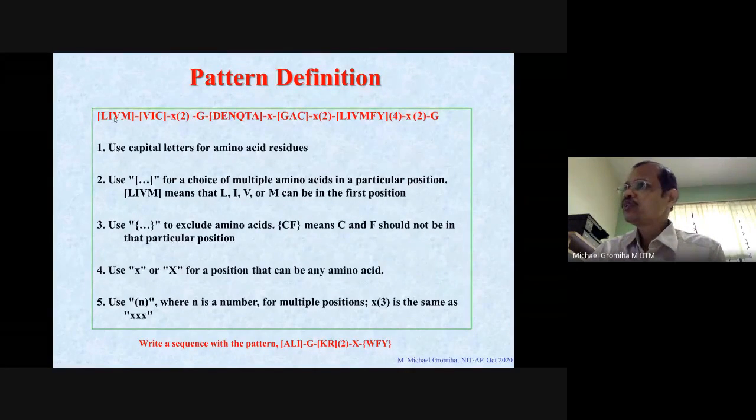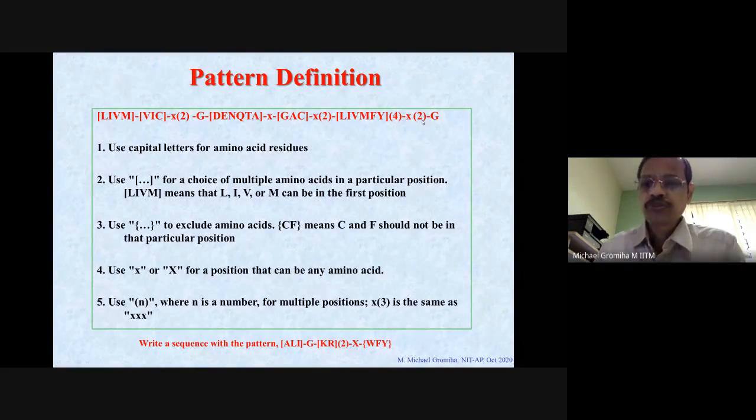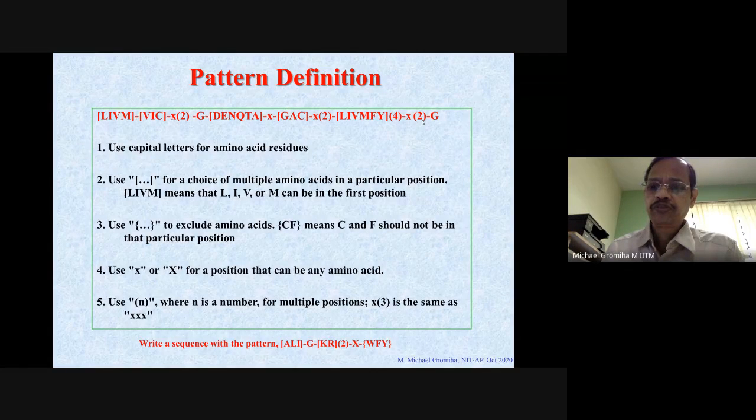So if you take this one, then how many positions in this sequence? This is 1 position, this is 1, 2, here 2, 4, this is 1, 5, 1, 6, 2 means 2, 4 means 4 times. How many positions in this sequence? Can you tell quickly? There are 17 positions, right? So 17 positions, and can you form a sequence for this?